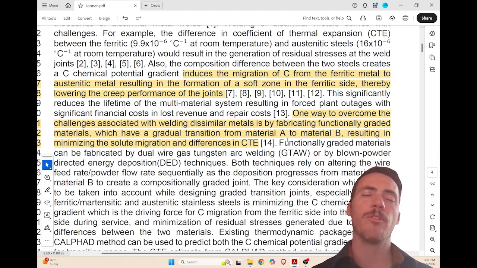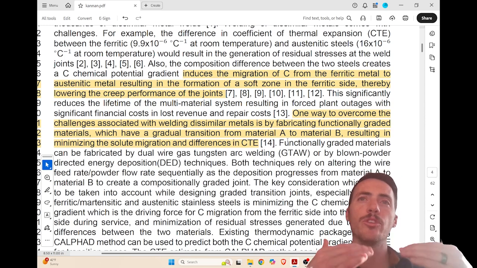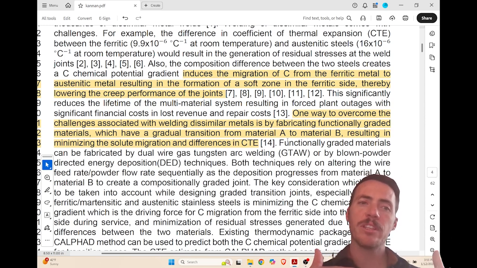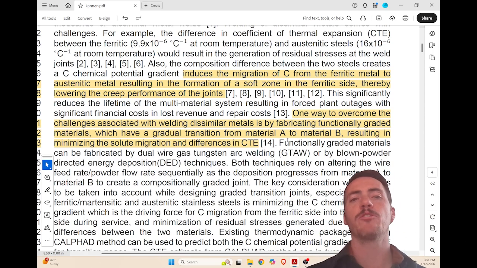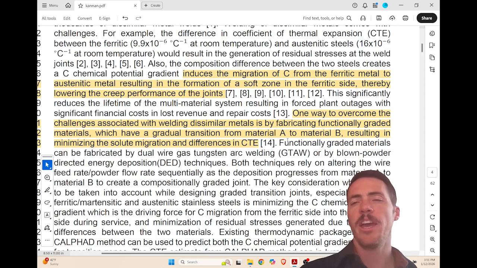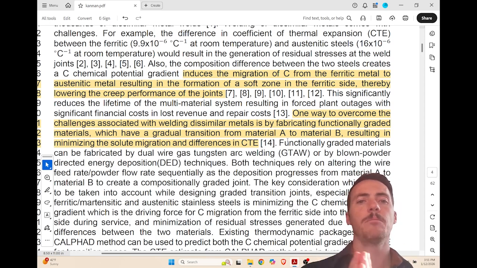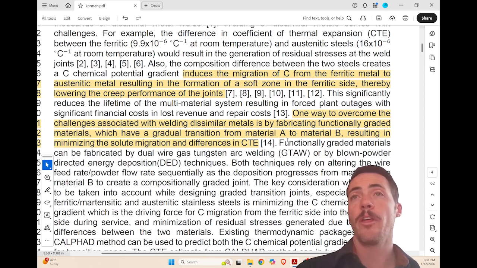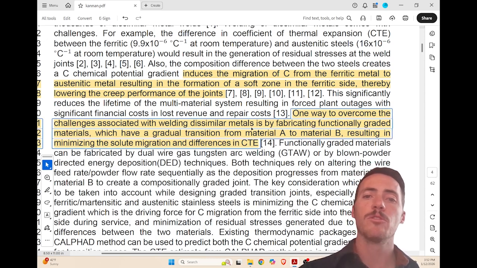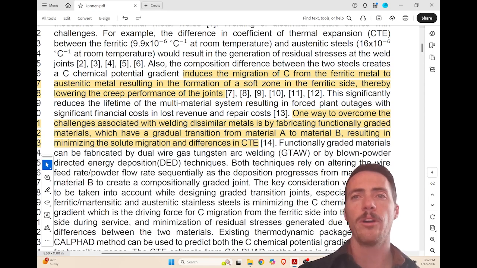And one way that people have thought of to try and avoid this is to reduce the chemical potential by putting a series of intermediate layers between them. We call this creating a functionally graded transition zone between material A and material B. This can also help with other problems, not just diffusion. It can also help with thermal expansion mismatch. So it's pretty well known and it's been used for a while.